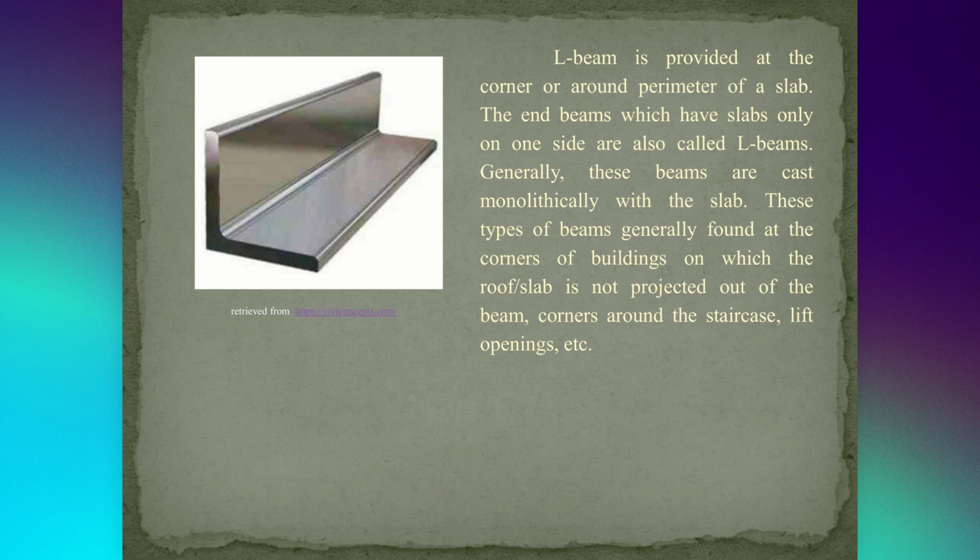An L-beam is provided at the corner or around the perimeter of a slab. The end beams which have slabs only on one side are also called L-beams. Generally, these beams are cast monolithically with the slab. These types of beams are generally found at the corners of buildings on which the roof slab is not projected out of the beam, and at corners around the staircase, lift openings, etc.